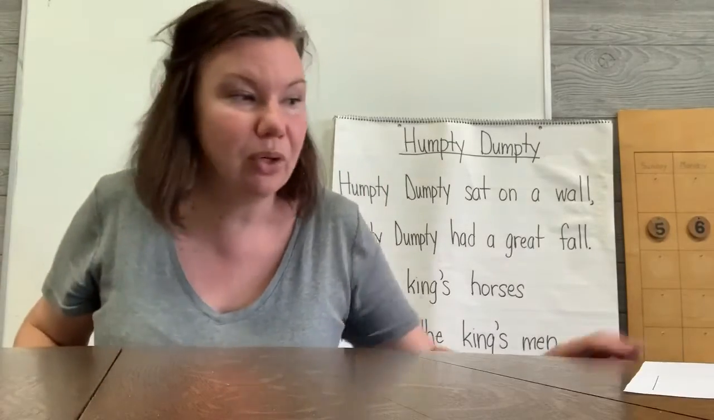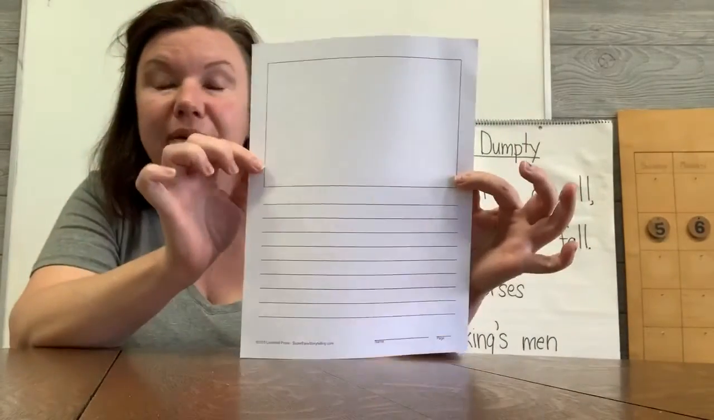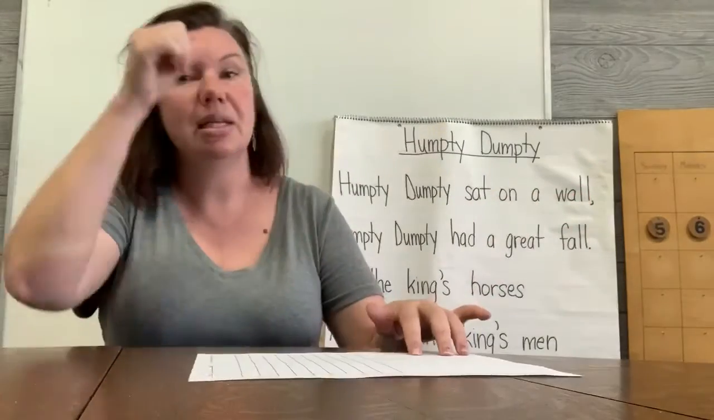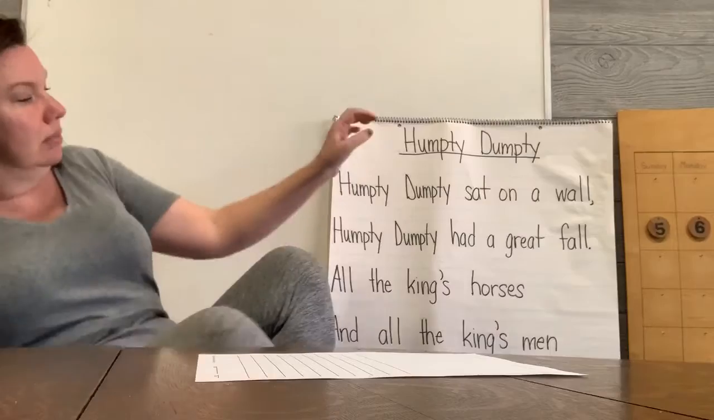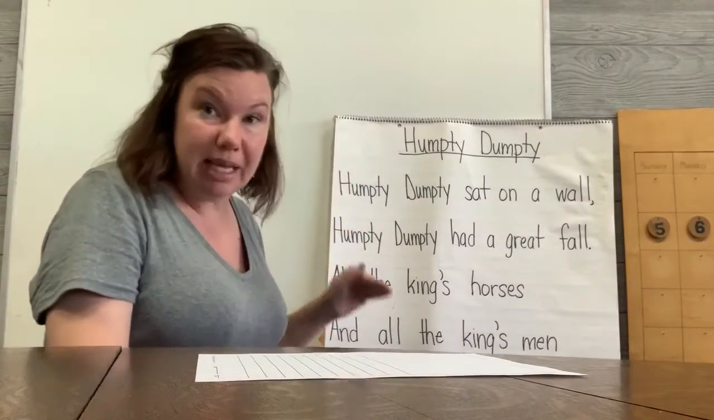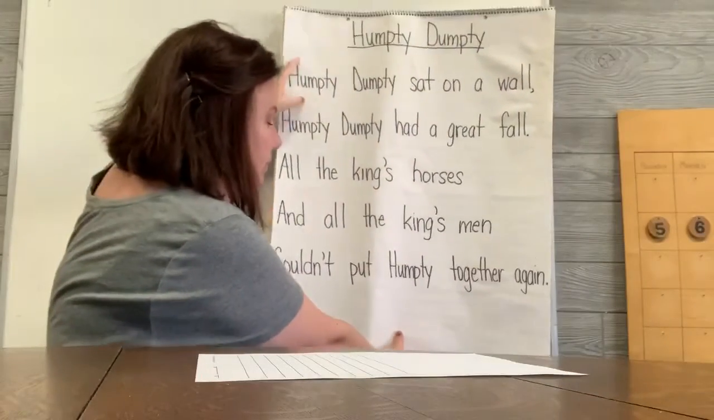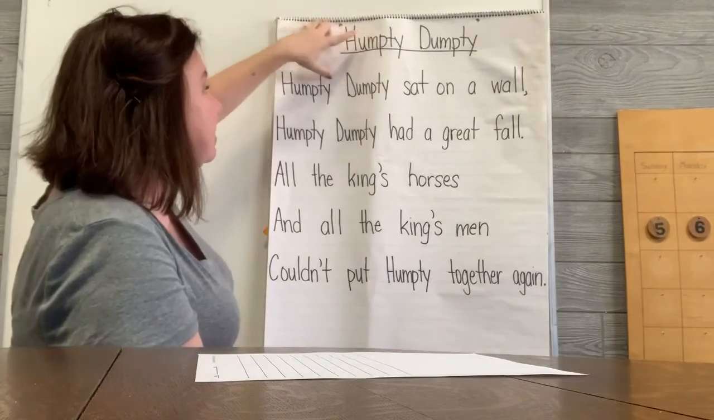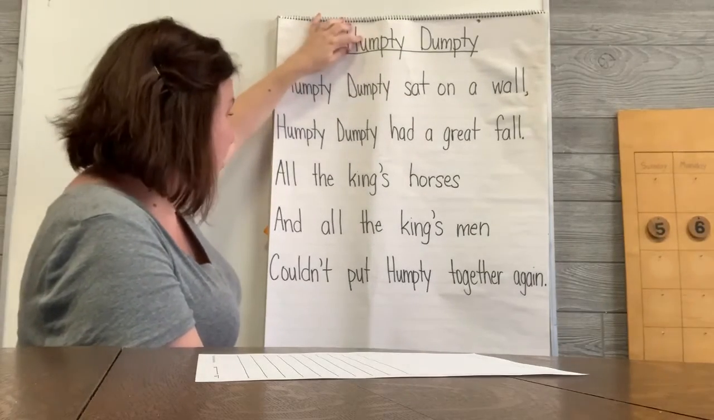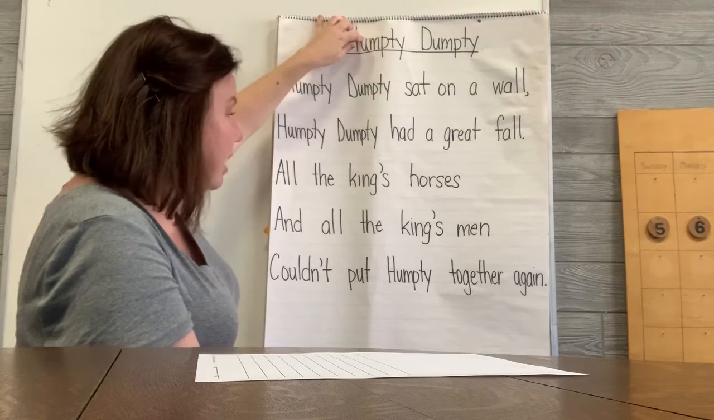Now, activity 3. We're going to get a little more creative. We're going to do some writing. You have a piece of paper just like this in your bin. Here's what I want you to do. Take our nursery rhyme, and you're going to rewrite the ending, okay? But we have to follow the same pattern, okay? So let's look at our pattern here. We have Humpty Dumpty sat on a wall. Humpty Dumpty had a great fall. All the king's horses and all the king's men couldn't put Humpty together again.